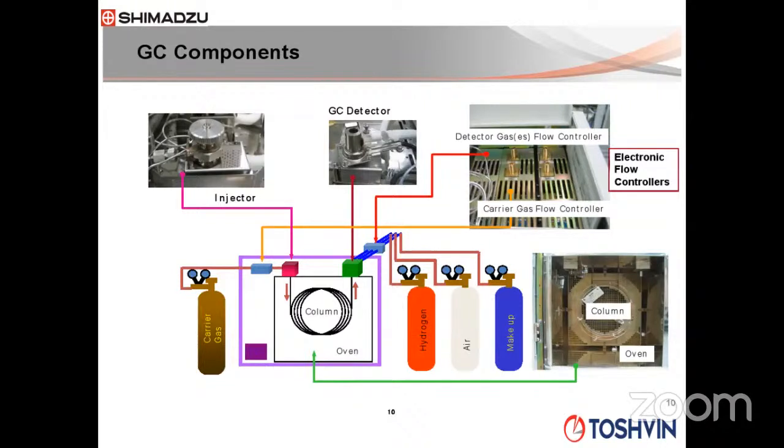And on the right-hand side, in this slide, you can see some more cylinders connected to the detector. Like hydrogen is required, air is required. These are all called detector gases, or sometimes people call them auxiliary gases. So we have a carrier gas which is connected to the injection port, and a few other gases, auxiliary gases, connected to the detector port. That is basically for the detection mechanism.